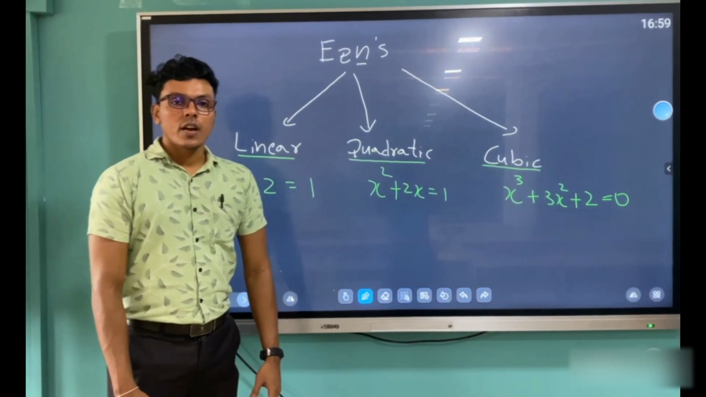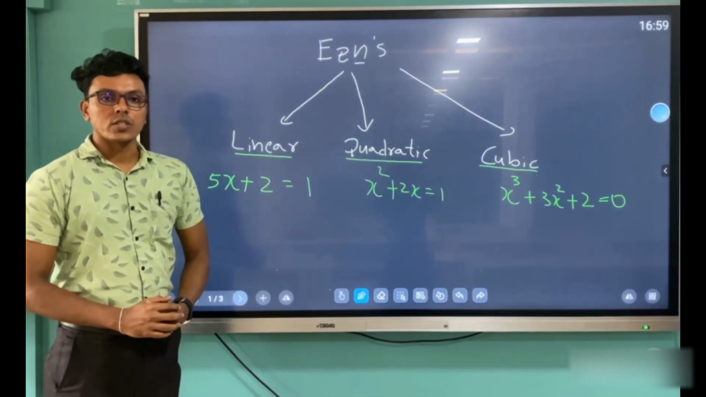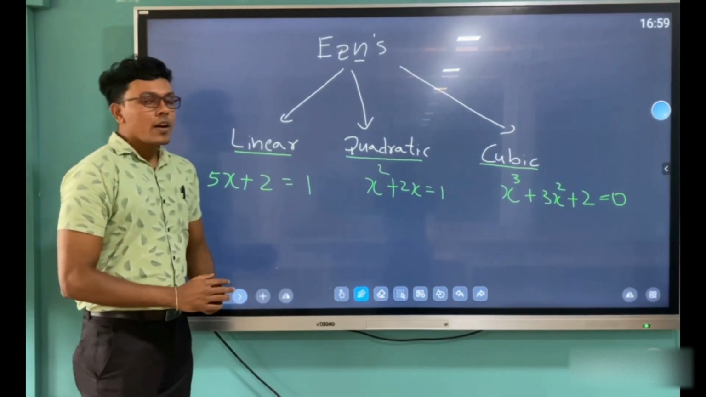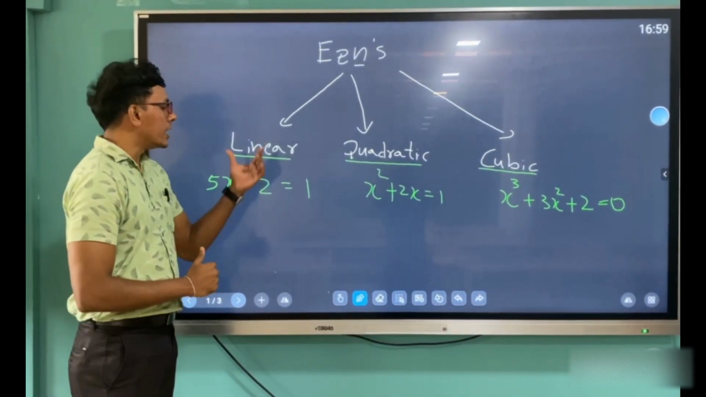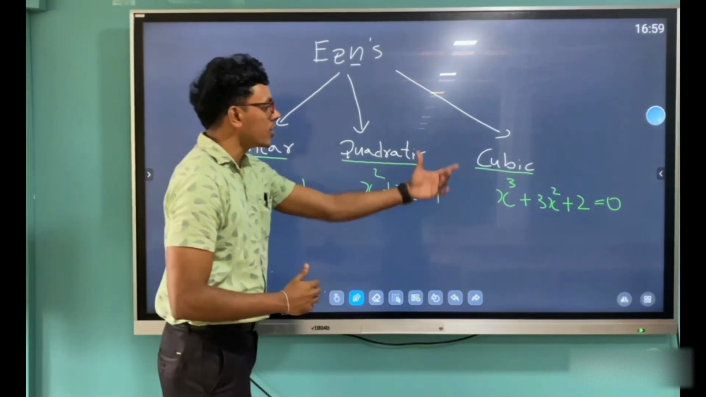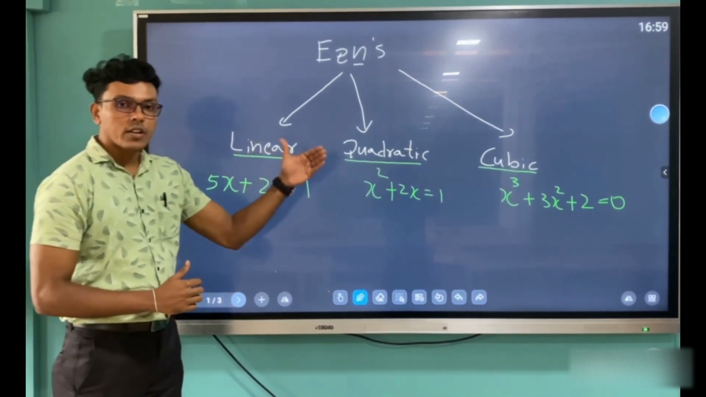My name is Lakshmi. Today I'm going to give a brief introduction about linear equations. So there are many types of equations. Here I have given a few of them: linear, quadratic, and cubic. And I have given an example under each category.